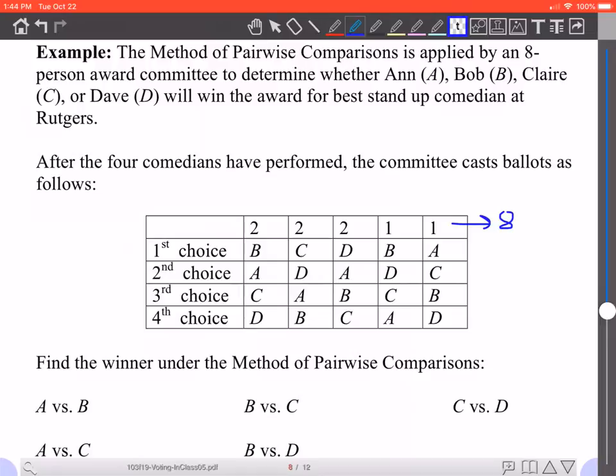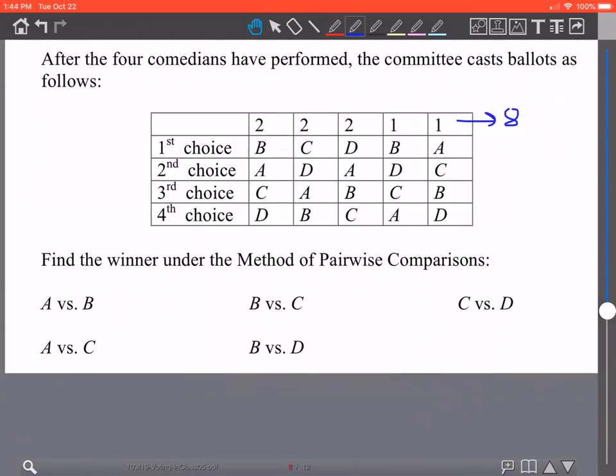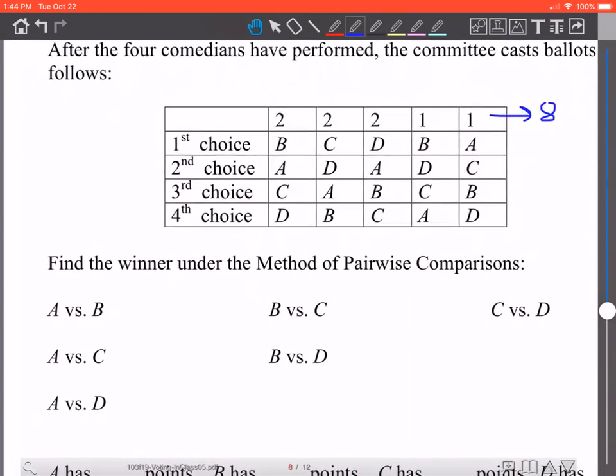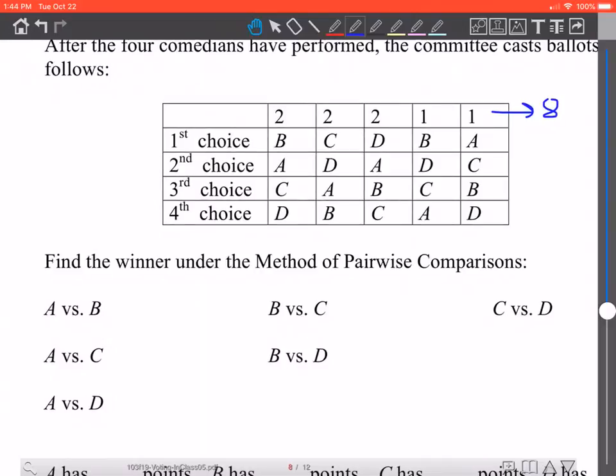8 people voted to decide between Anne, Bob, Claire, and Dave who will win the award for Best Stand-Up Comedian at Rutgers. So it's 4 candidates. They perform. The committee of 8 cast their ballots, and this is how they voted. So we are going to check every single head-to-head competition to see who the winner is under the method of pairwise comparisons. Now remember that you give points to whoever wins a head-to-head competition.